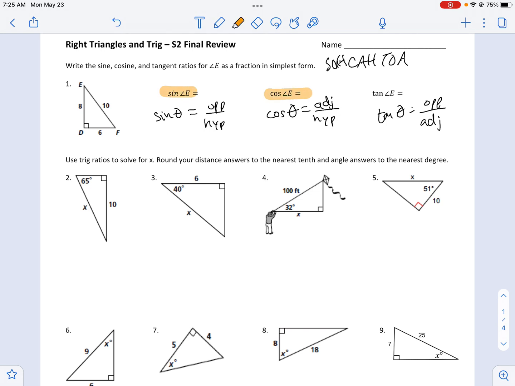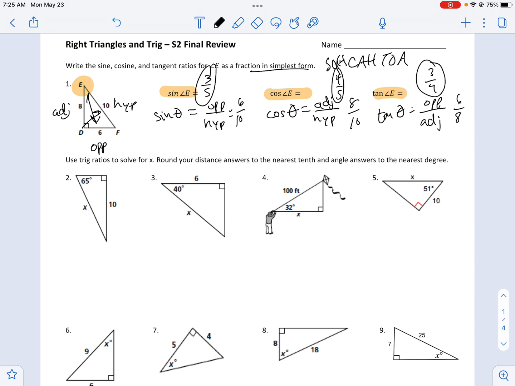So on this problem, our theta is E, meaning this is our angle. So the side across would be your opposite. The side across from 90 is your hypotenuse, which means this has to be the adjacent. Now we just fill in the numbers. So 6 over 10, but that reduces to 3 over 5. Make sure you put it in simplest form. Adjacent over hypotenuse, 4 over 5. And finally, tangent. Opposite, 6 over adjacent, 8, which reduces to 3 over 4.